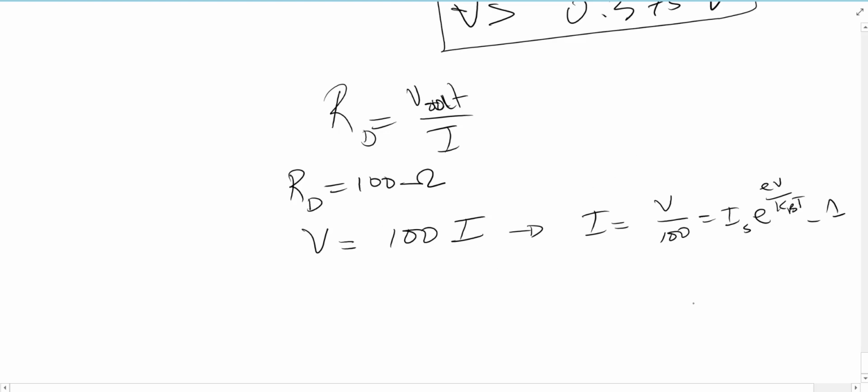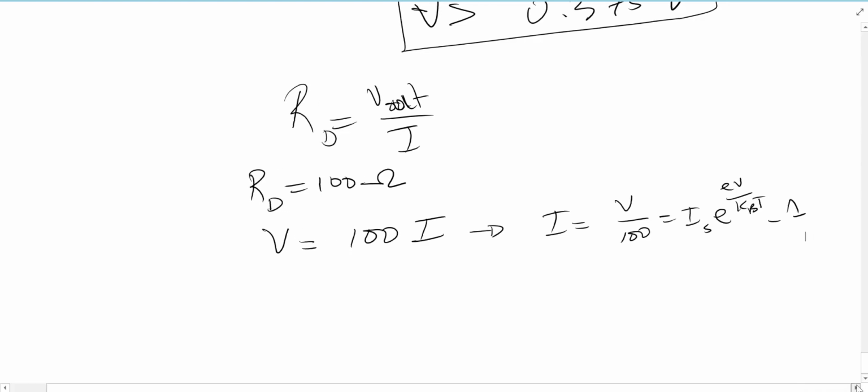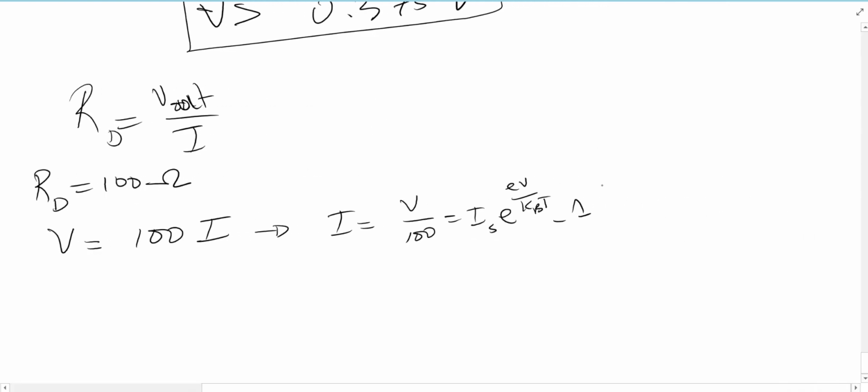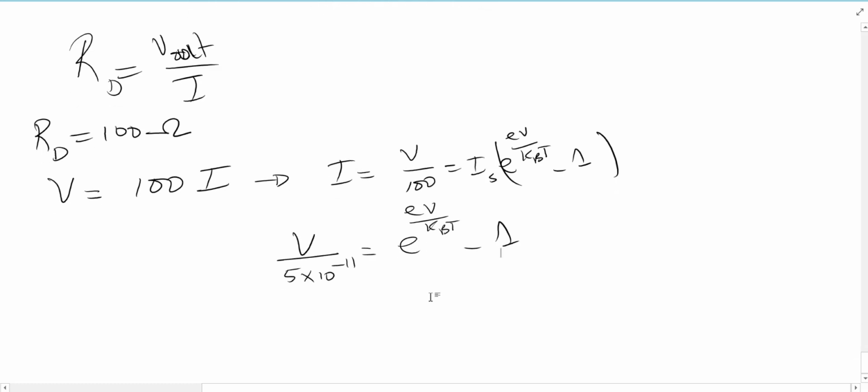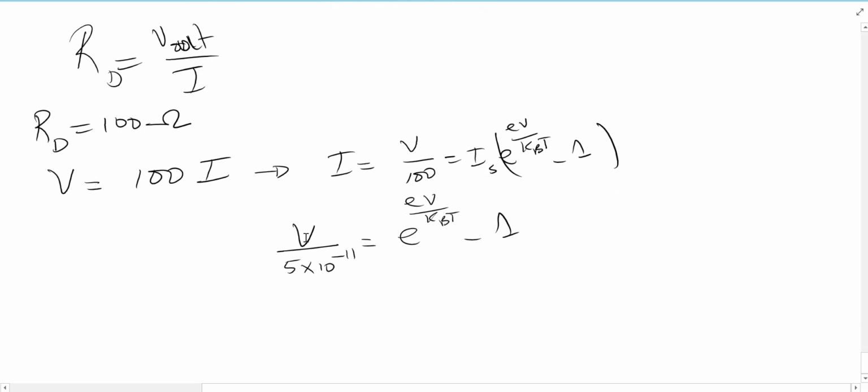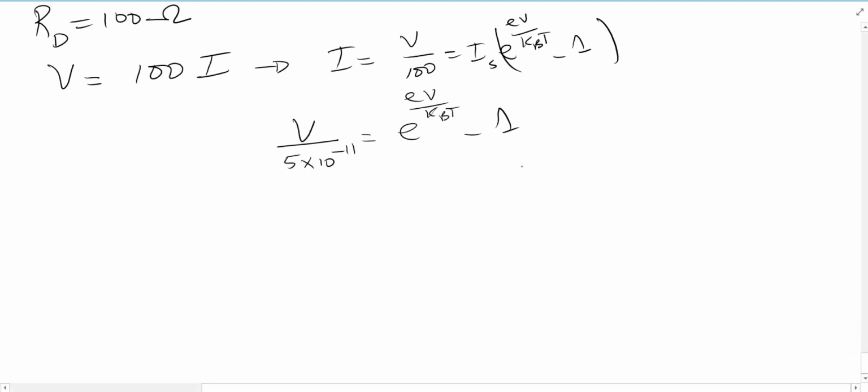Okay, so I need to solve this equation, and this is not an easy equation to solve. I have 5 times 10 to the negative 13 times 100, so it's going to be 10 to the negative 11, is equal to exponential of EV over kBT minus 1. And you cannot solve this really analytically, because on one side you have a linear function, on the other side you have an exponential function. So we're going to use it graphically.